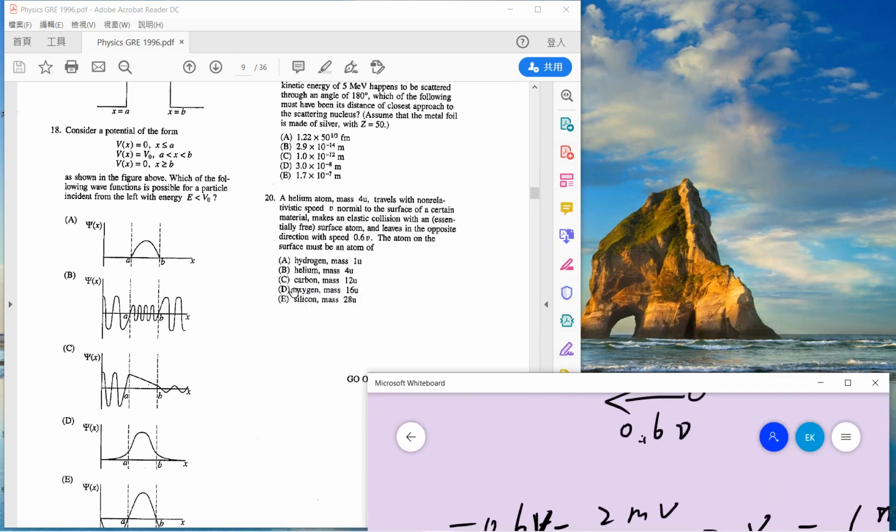That means the large mass has 16 units. So which one has 16 units? The answer is D, 16 u, oxygen mass. So the answer is D.